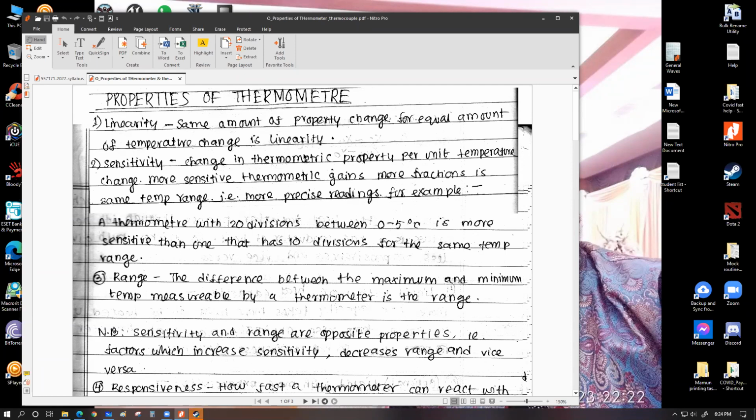So for how much volume expansion happens for each degree Celsius of temperature increase, how much length increase happens for each degree of temperature increase, how much resistance changes, how much EMF is gained, how much color change happens, or how much pressure change happens for a fixed amount of gas. You can consider a lot of different thermometric properties which are relevant. How much does that happen for a given thermometer per unit temperature change? That's what we call sensitivity.